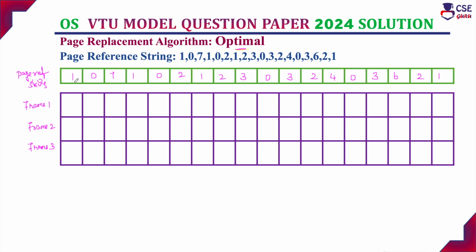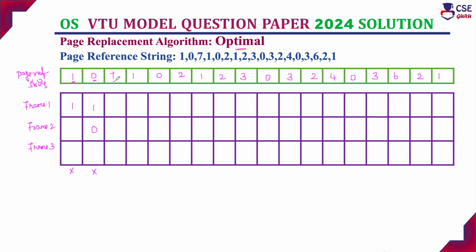Okay, so first reference string is 1. Obviously, it will not be available among these 3 frames. So swap into the main memory. So this will be considered as a page fault. Next reference string is 0. This is also not available in main memory. So swap into the main memory. So first frame will consist of page 1. Frame number 2, now swap in page 0 into main memory. And this also will be considered as page fault.